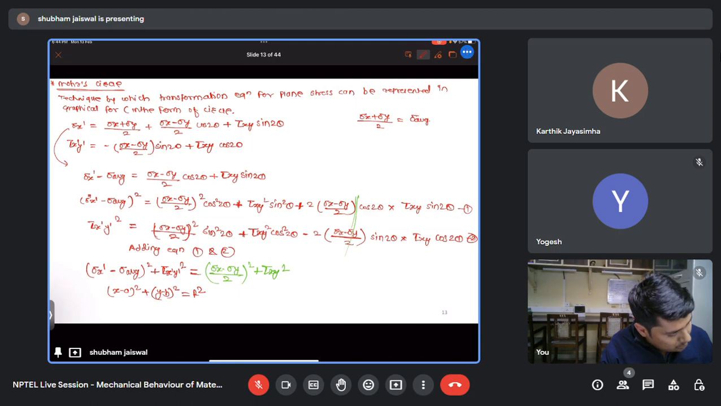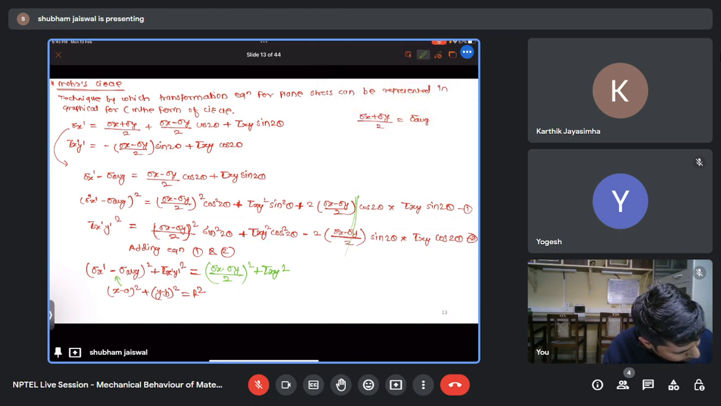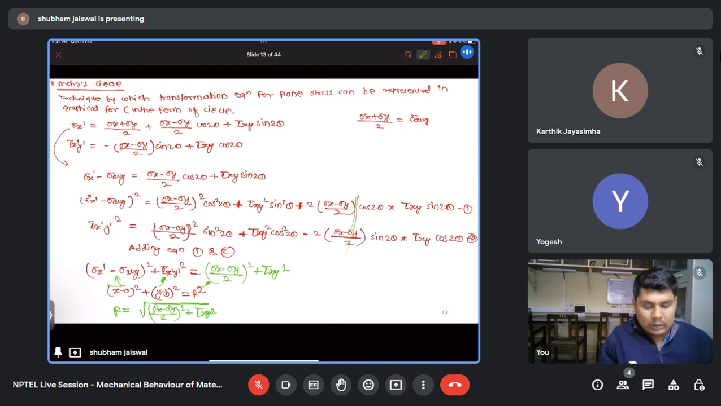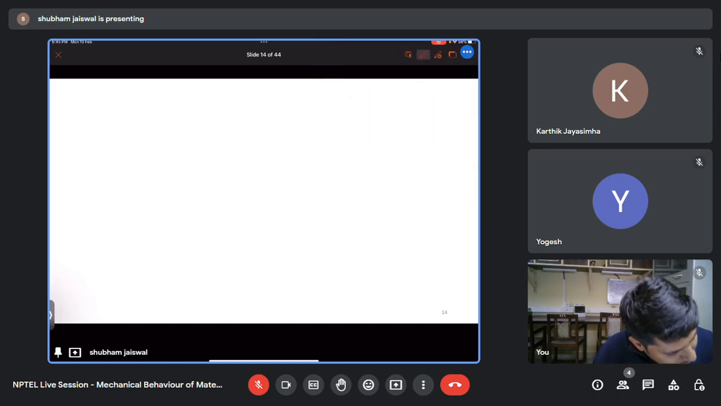So what I will get? So this is our this term, and this is our this term. So here the b term is missing, and this is our r square. So the radius of the circle is nothing but under root of sigma x minus sigma y by 2 whole square plus tau xy square. Okay, so now if I represent this equation in the form of a circle, what will I get?